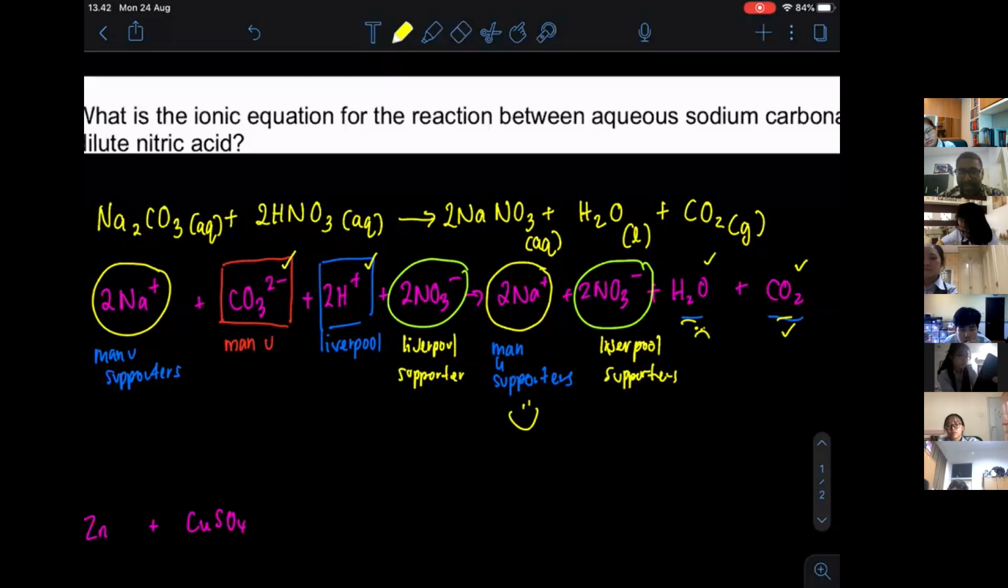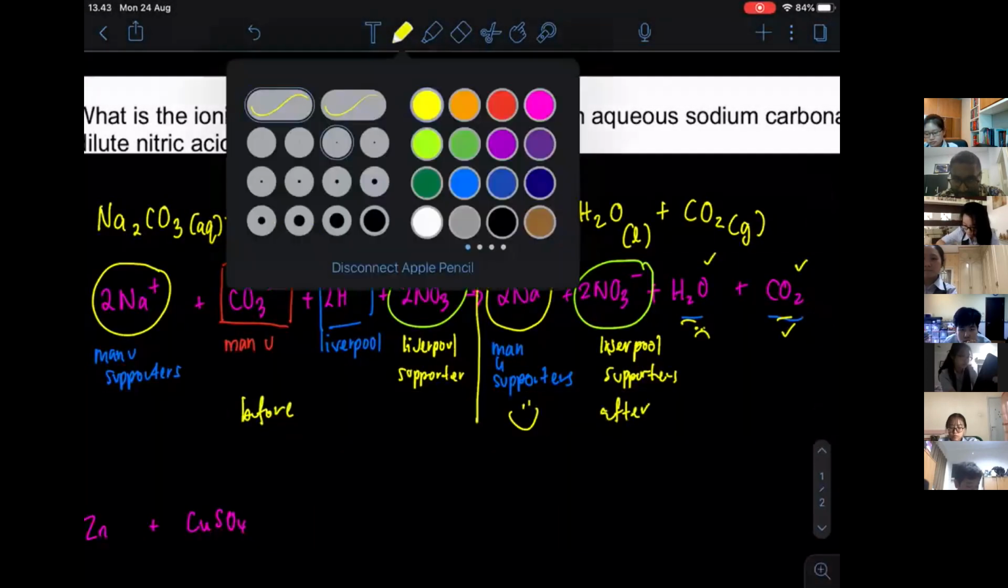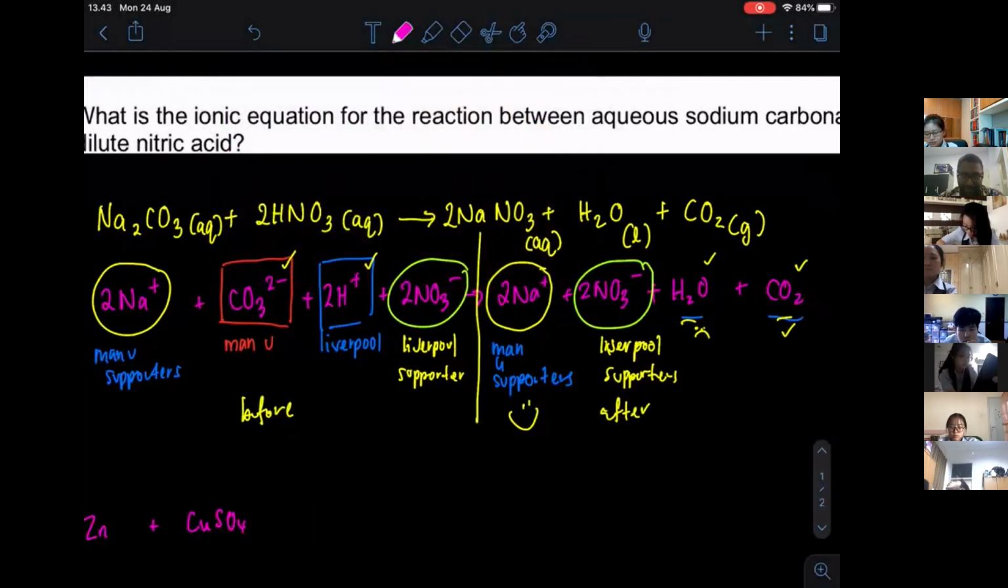But the remaining ones, once they enter, let's say this is before and after, they are the same, as though they are not significant. They are not significant. So what happens over here is we can remove them. We can remove them. So Na doesn't matter. If I remove the Liverpool supporters, it doesn't matter.